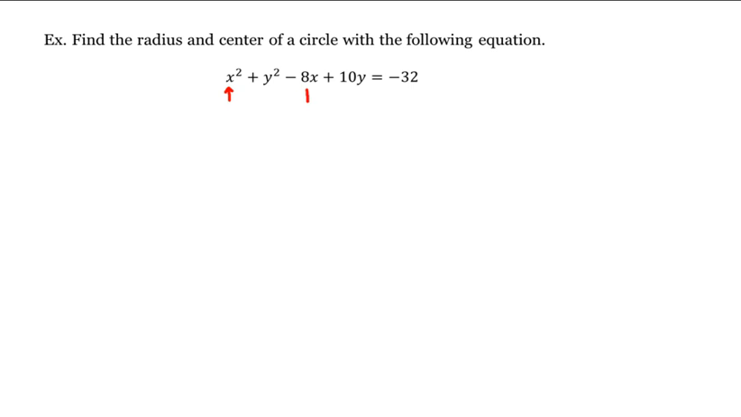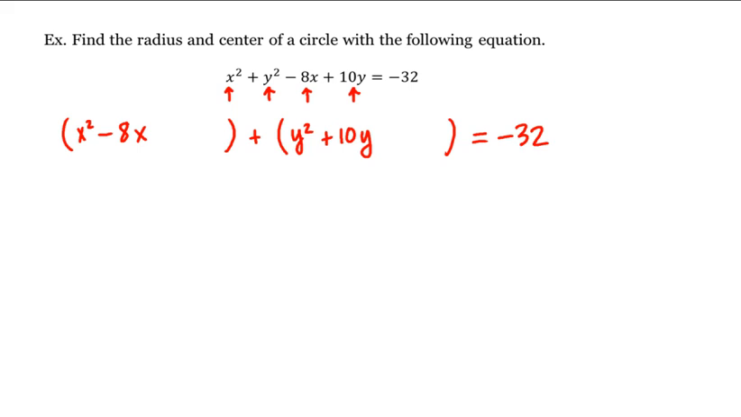We have this x squared term here and this -8x here. So let's group those together. We have x squared minus 8x, and let's leave a little bit of room. And then plus these y terms. We have y squared and 10y. So we'll group these together as well and leave a little bit of room, which is equal to -32.